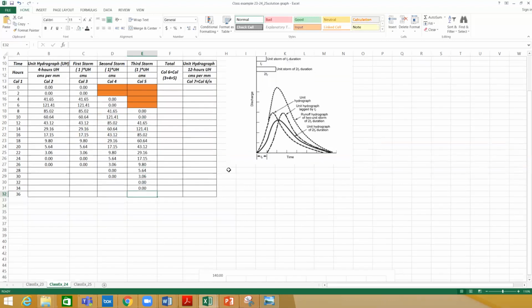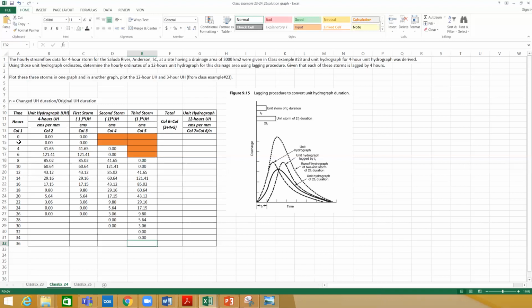Okay, now if you look at that, at hour 2, we have only storm 1, but at hour 4 we have storm 1 and storm 2, and at hour 8 we have 1, 2, 3, all of those. So basically at hour 2, what is the total runoff? That's what we have to find. So what we will do, we will just add all of this together. So basically this one, this one, this one, and we will continue to do that for each row.